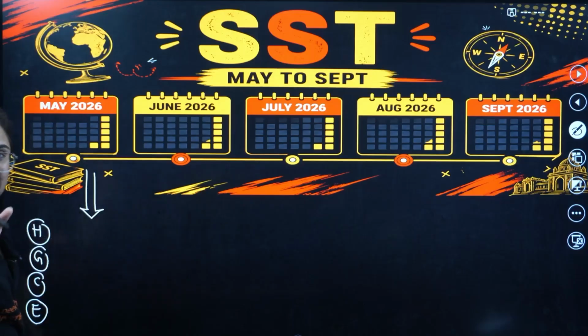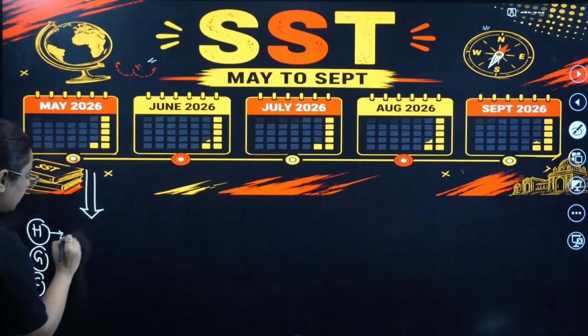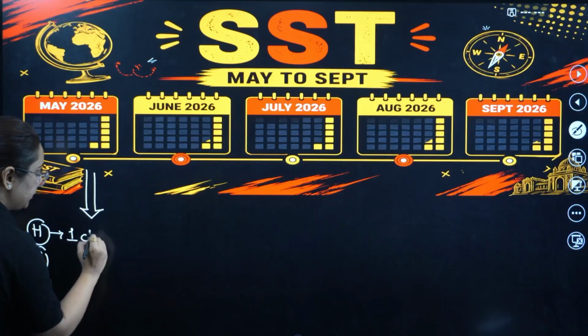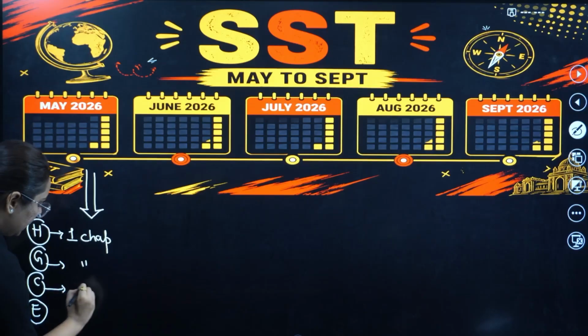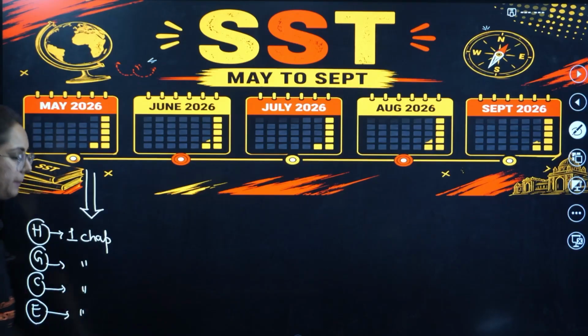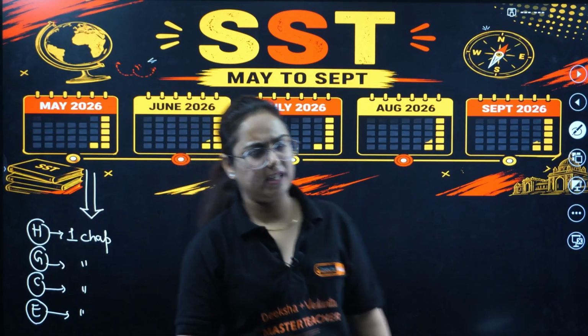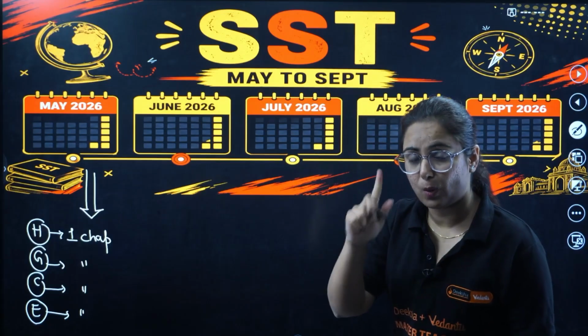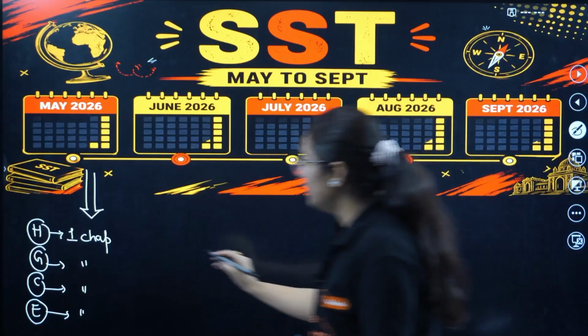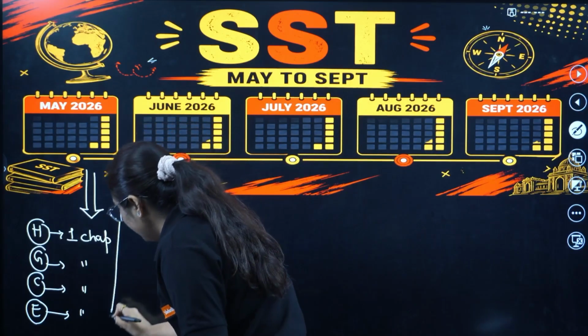Right? 4 weeks in a month. Why don't we study the first chapter of each of them? First chapter of each of them in the month of May. Why not? That's a very good idea, ma'am. That means 1 complete week for 1 chapter. Yes. How much? 1 complete week for 1 chapter.